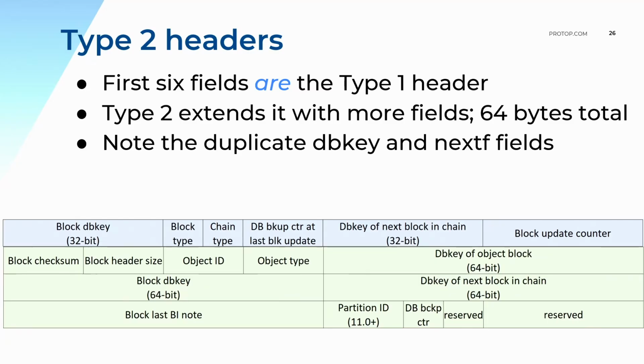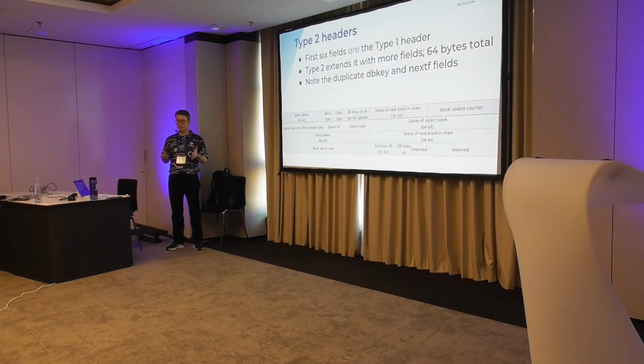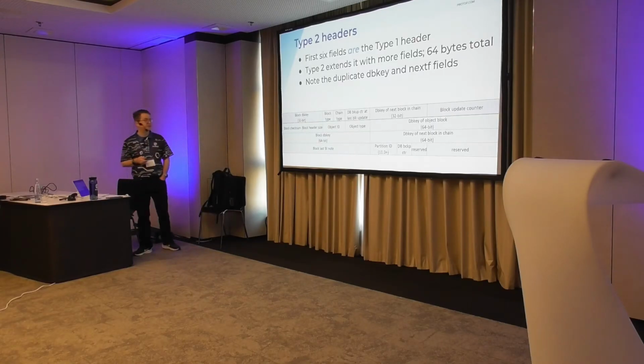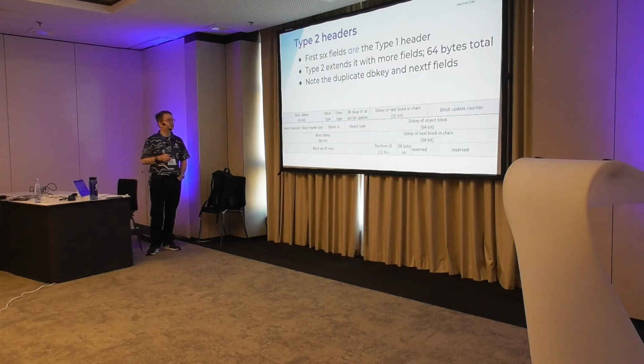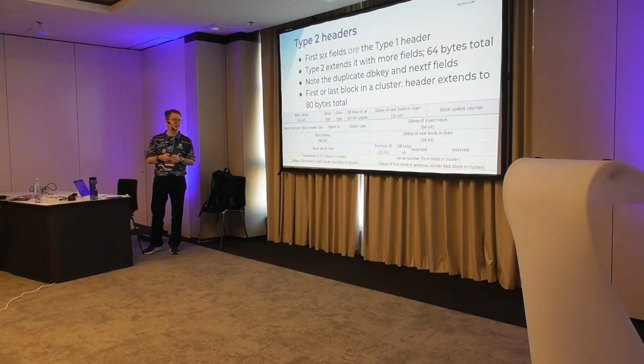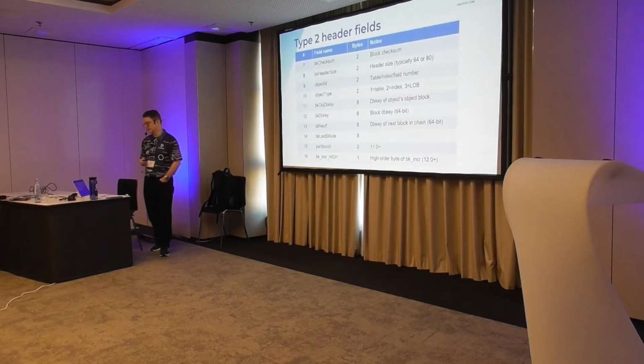And in case you're wondering, if I have a block with an address larger than 32 bits, how do we write the DB key in here? We don't. It simply gets a value of -1. So we'll look in a little more detail at these headers. When the block is a cluster boundary block, that is, it's the first or last block in its cluster, it gets an even larger header of 80 bytes. And depending on its position, it'll get one of these 2 fields in each of these positions. So we'll go into these in a little more detail.